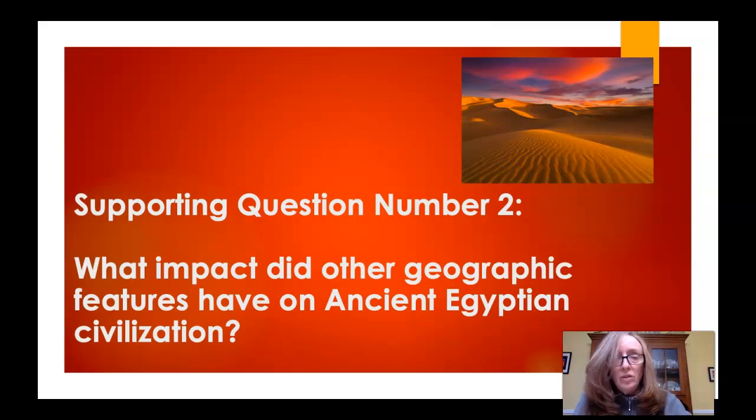Guys, today we're going to be looking at the second half of ancient Egyptian geography, and we're looking at those other geographic features today. So our supporting question is, what impact did other geographic features have on ancient Egyptian civilization?